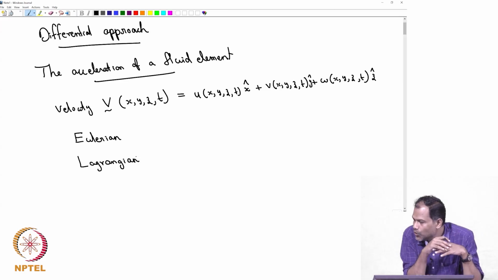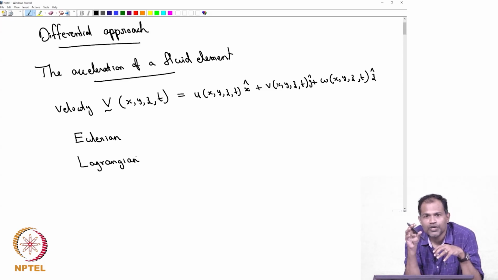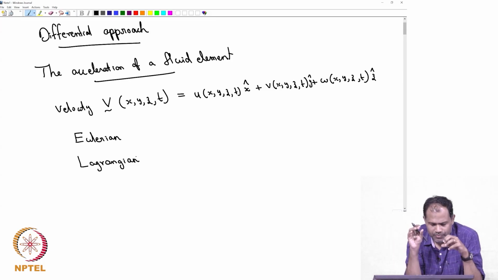The Eulerian approach is that you are looking at a quantity and you are fixed, so the frame of reference is fixed, you are looking at a particular point and you are looking at the changes. That is what you will have as an Eulerian field, as opposed to the Lagrangian field in which you will be actually following a fluid particle. So, let me give you an example.